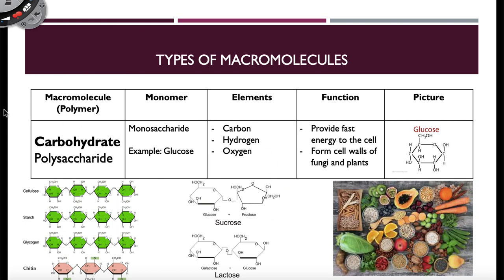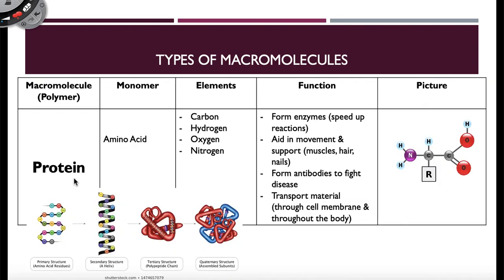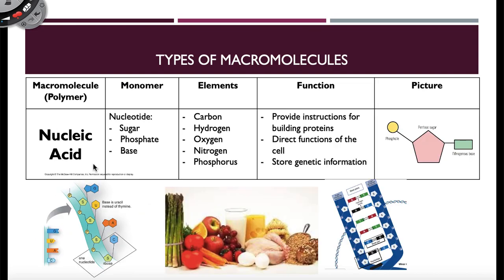So first I'm just going to list the 4 major types of macromolecules in our body. The first one is carbohydrate, and these are in no particular order. The second one is lipids. The third one is a protein, and the fourth one is a nucleic acid.